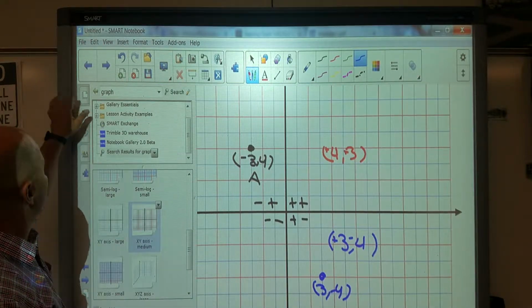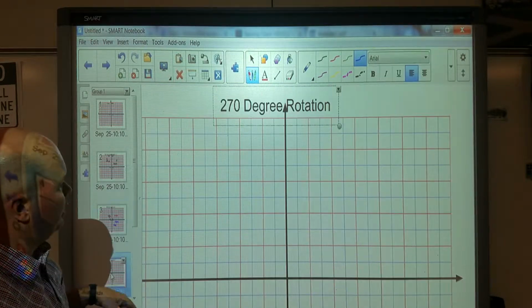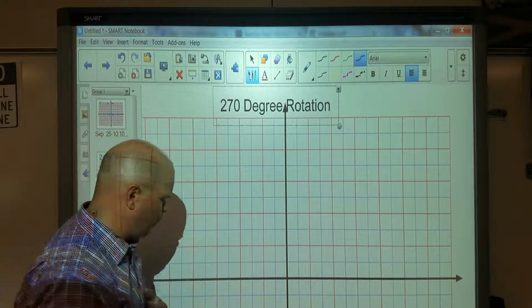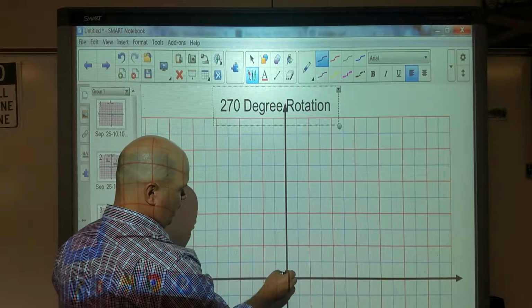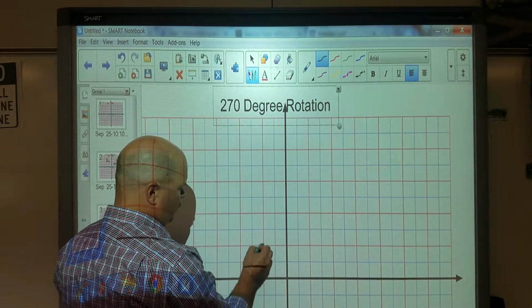If I came down here now and I did a 270-degree rotation, I'm going to start, we'll say, let's put it in at negative 2, 1, 2, 3, 4, 5.